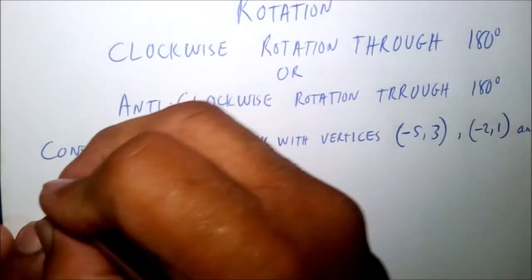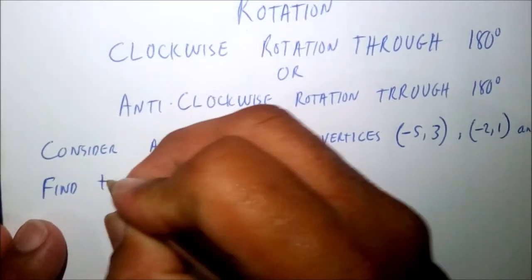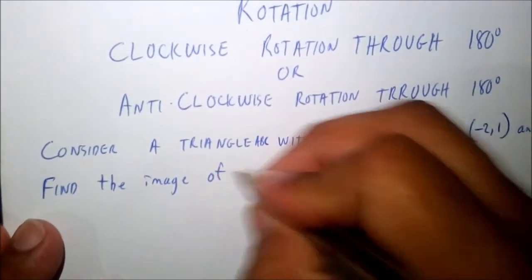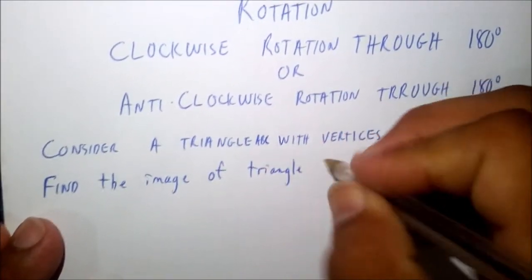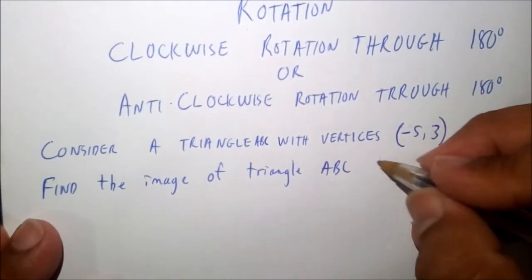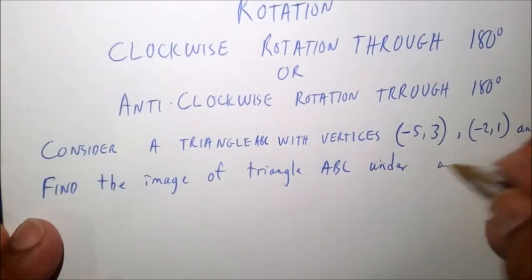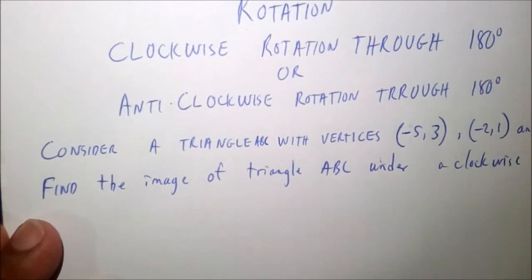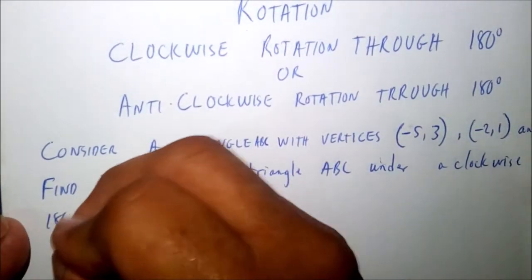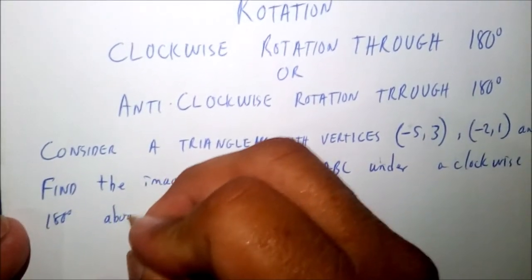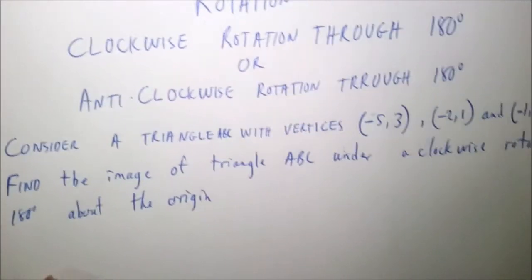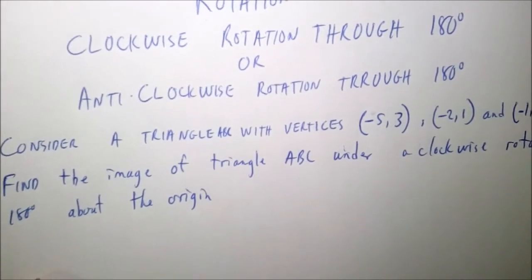Now we will find the image of triangle ABC under a clockwise rotation. Just remember, I could have said anti-clockwise rotation of 180 degrees, which also means clockwise rotation of 180 degrees about the origin. Very important.